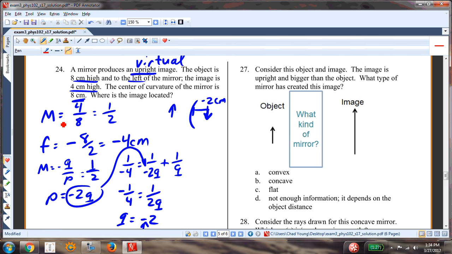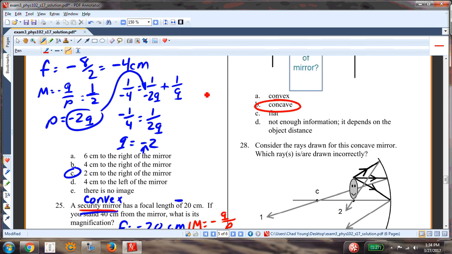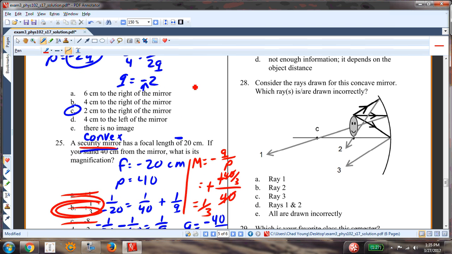Oh, and well, this is exactly the same. So this is a concave. I might take out one of those. We'll see. And now let's look.